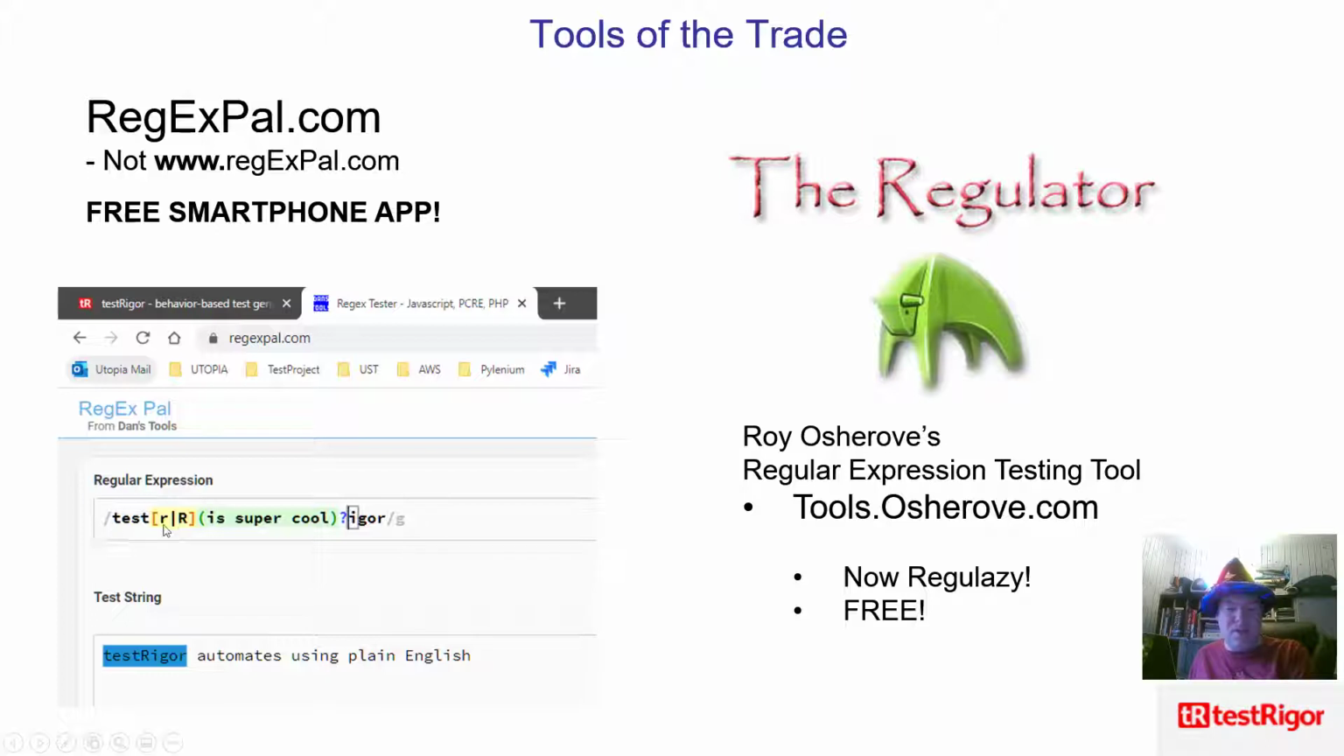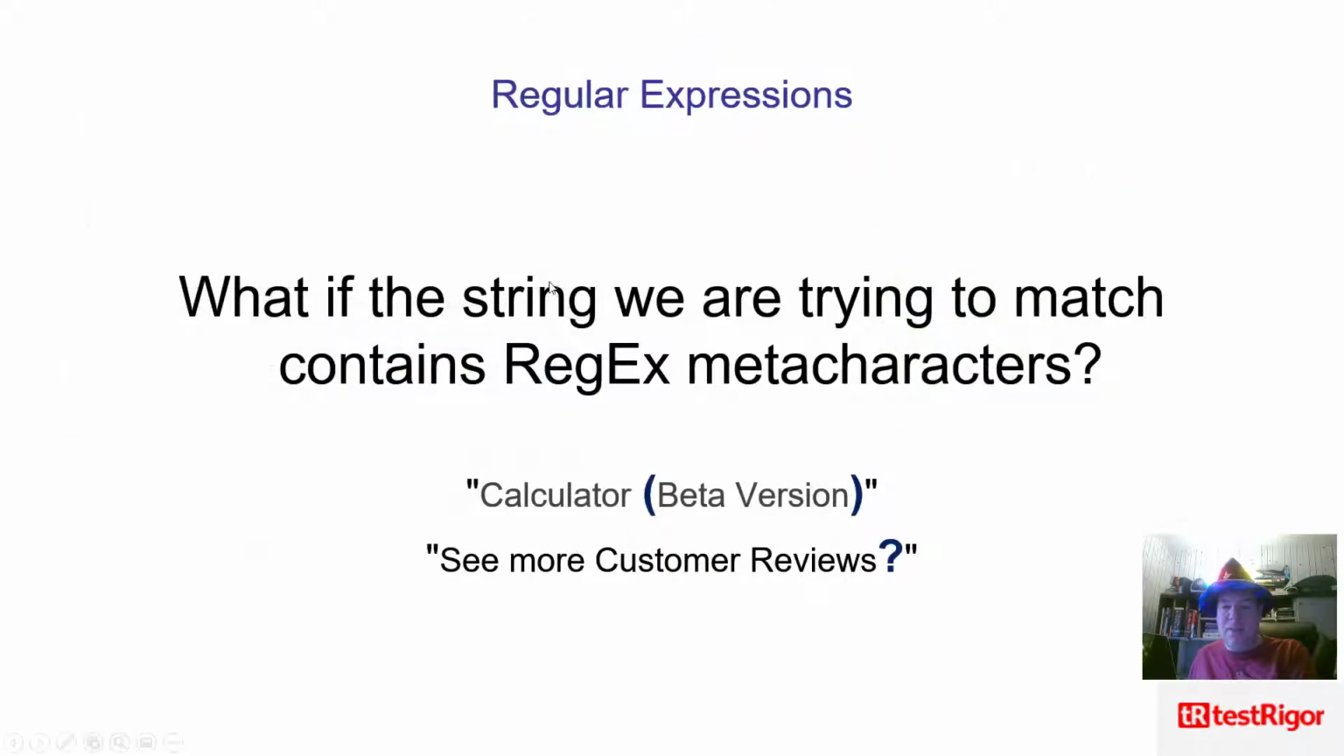We have test with a lowercase or uppercase r. We have "is super cool" with a question mark inside these parentheses. It may or may not be there. And rigor. That whole one, even though it looks a little strange, might start to make a little bit more sense to you now, would match the word testRigor inside that string. All right, let's move on.